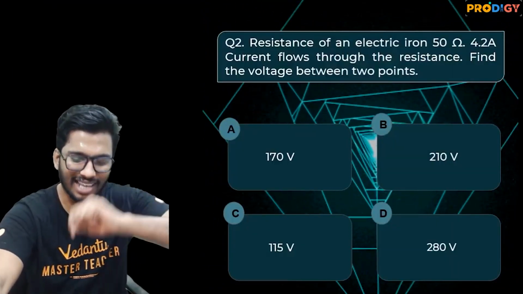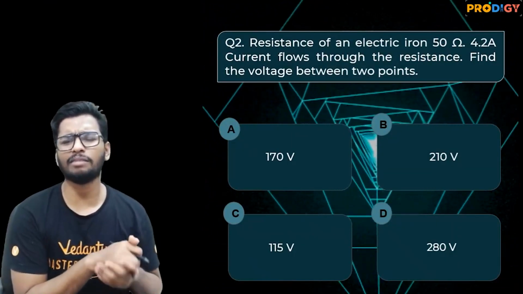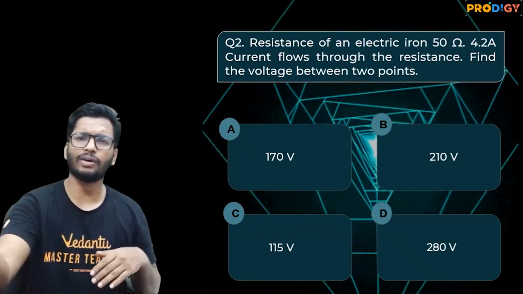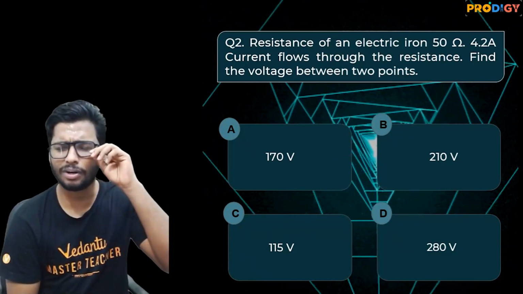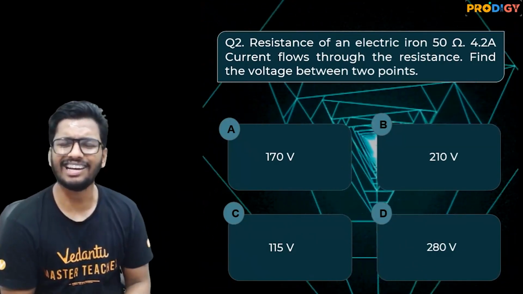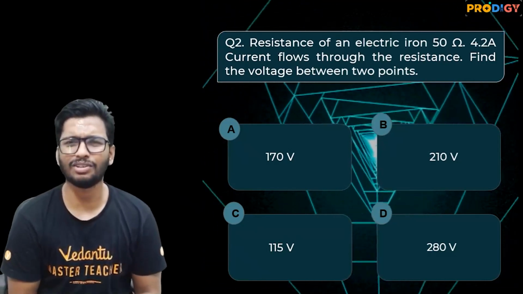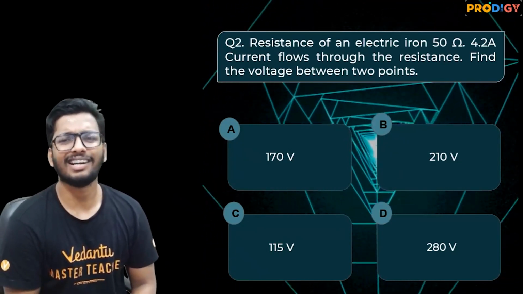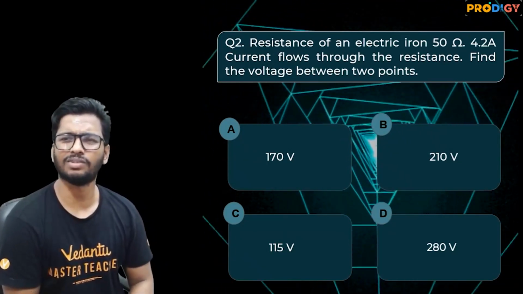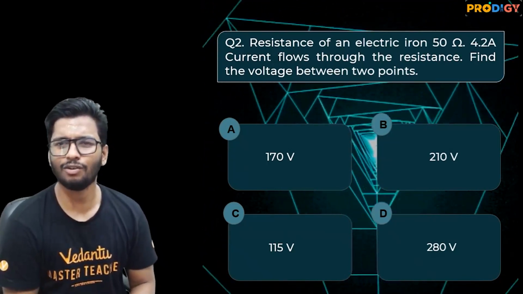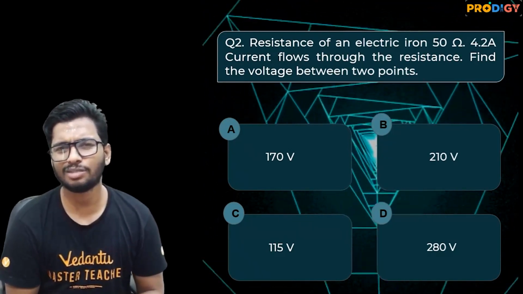Alright, people. So with that said, let's do another question based on resistance itself. So here is your question. Easy. Try it out. Let me know in the chat box and in the comment section also. The question is this. Resistance of an electric iron is 50 ohms. 4.2 ampere current flows through the resistance. Find the voltage between the 2 points.